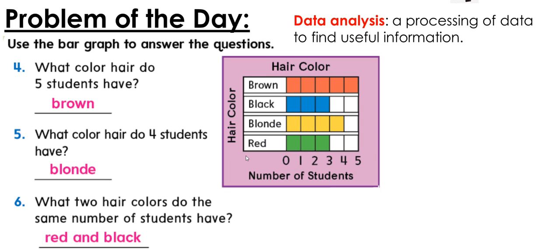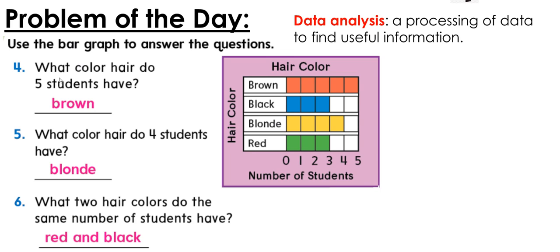We have here the problem of the day. Again, remember that data analysis means a processing of data to find useful information. We have to use this bar graph to answer the questions. Again, we need to see the title. This bar graph is about hair color. This is the number of students that voted, and this is the color that they prefer. They have either brown, black, blonde, or red.